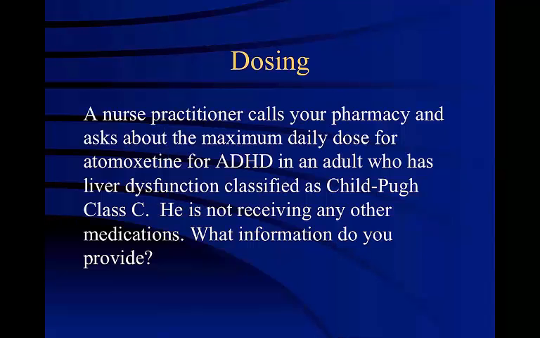So a question about dosing. A nurse practitioner calls your pharmacy and asks about the maximum daily dose for atomoxetine for ADHD in an adult who has liver dysfunction classified as Child-Pugh Class C. He is not receiving any other medications. What information do you provide?